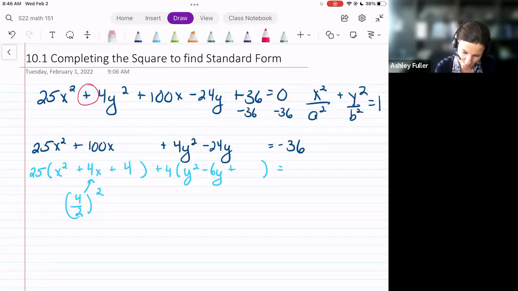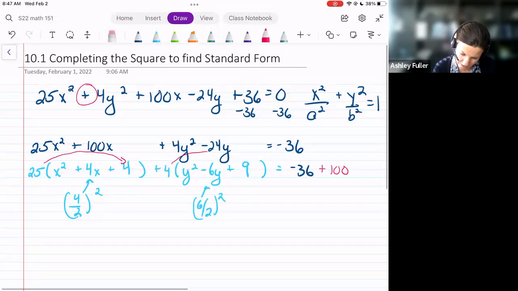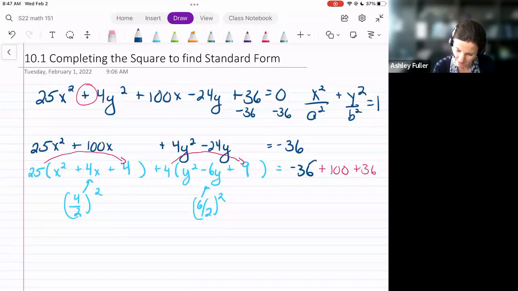But remember what I do to one side, if I added what is actually 100, because that 25 is out there, I must also add 100 over here. Do the same thing here. I'm going to do 6 divided by 2, which is 3, and square it, which is 9. But then I'm actually adding 36. Notice then that these two cancel.